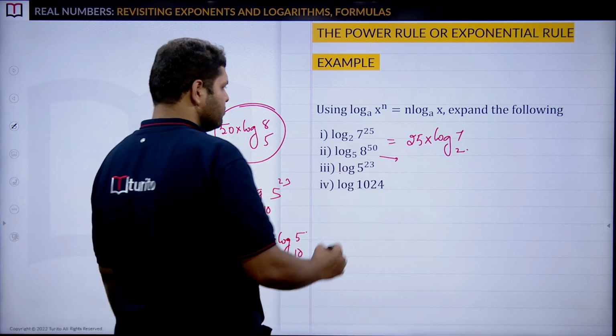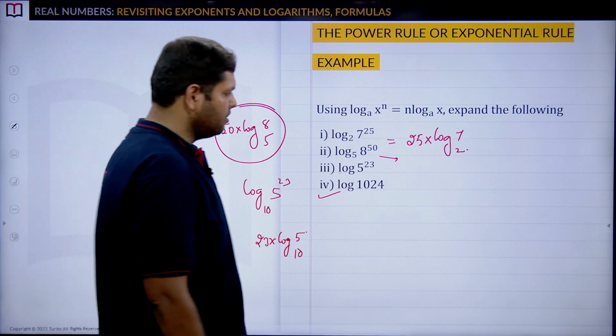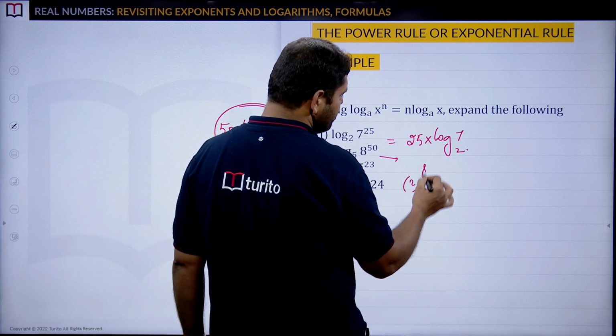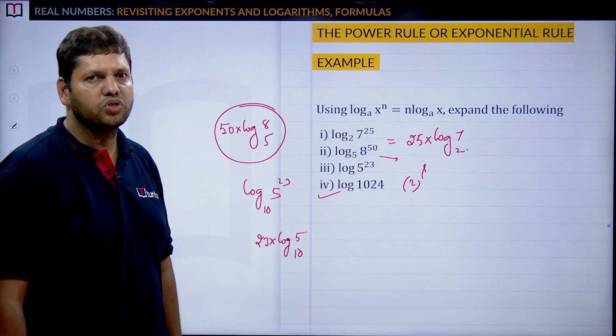Children, try this sum. Question number 4. Very simple. So 1024 you write as 2 power something. You find out what the 2 power something is and apply the power law. Clear, children, this question? Are there any doubts?